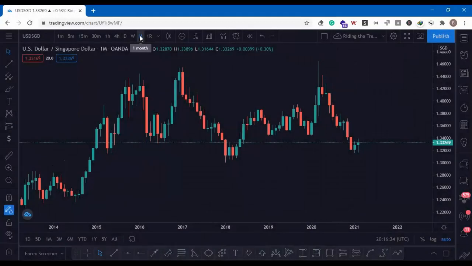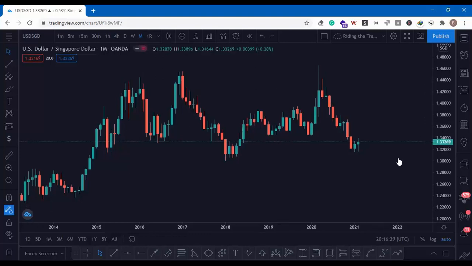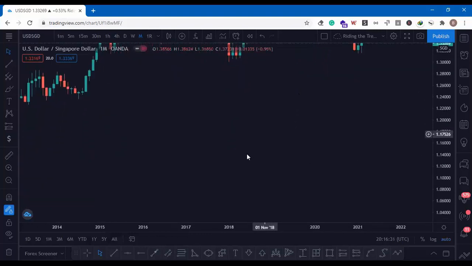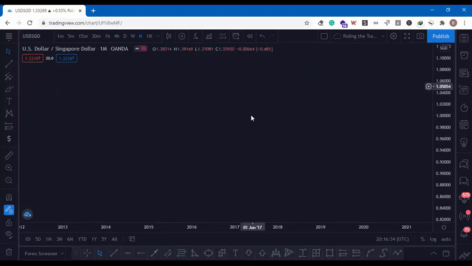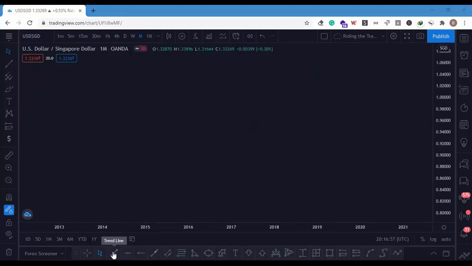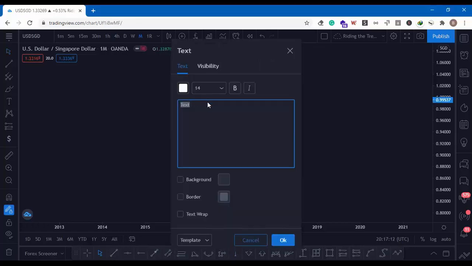The next bit is we're going to look into market structure. Now, market structure is basically the movement of price in the market, like how price moves in the market. Basically, that is what we mean by market structure. Now, there are two types of market structure.